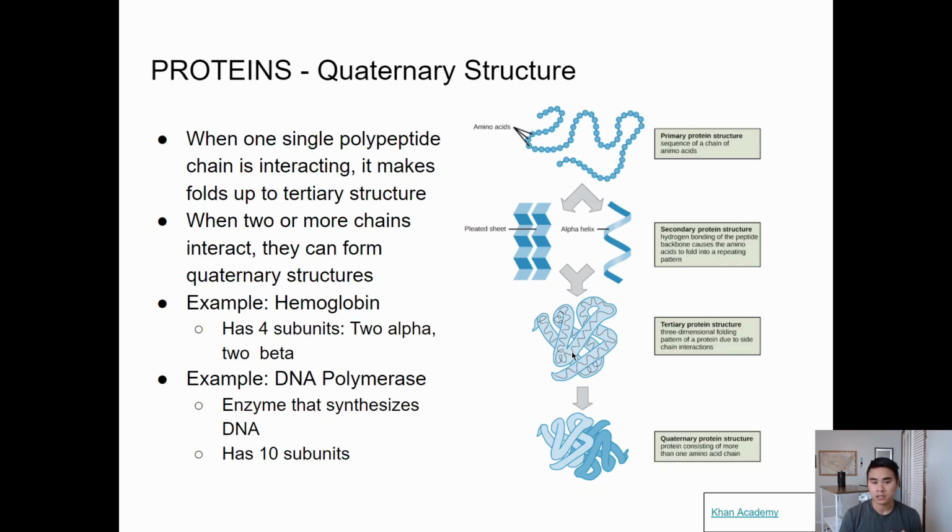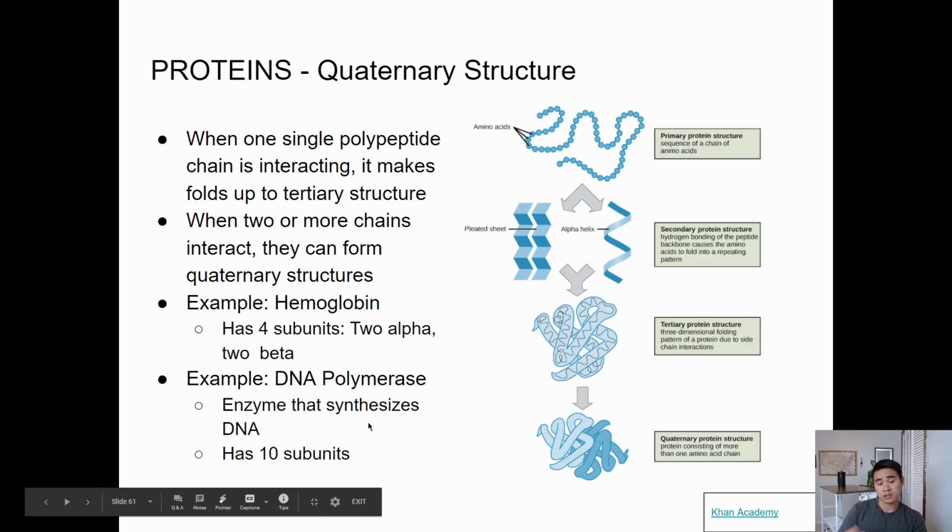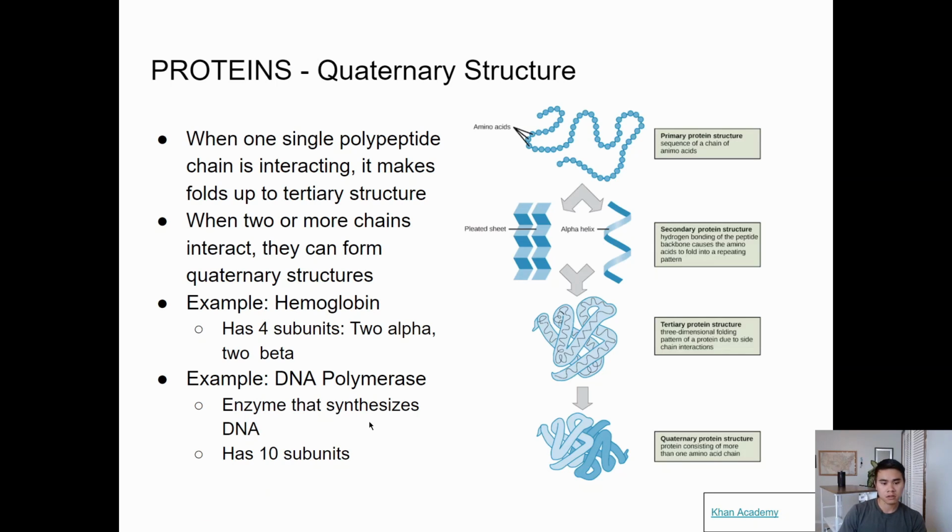Even more complex, DNA polymerase. We'll be talking about this in the cell, I think that's unit 2. It's the enzyme that synthesizes DNA. It has 10 subunits. So subunits are like chains, so it has 10 different chains coming to interact. So basically it can be really complex.